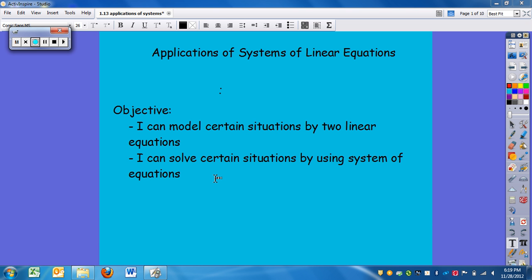So this is part 2 of the applications of systems of linear equations. We did part 1 where we were able to get through 3 word problems, and again I wanted to give you as many examples as I could to help you out because this is probably the tougher section of the unit. And so we have 3 more problems that we need to go through.